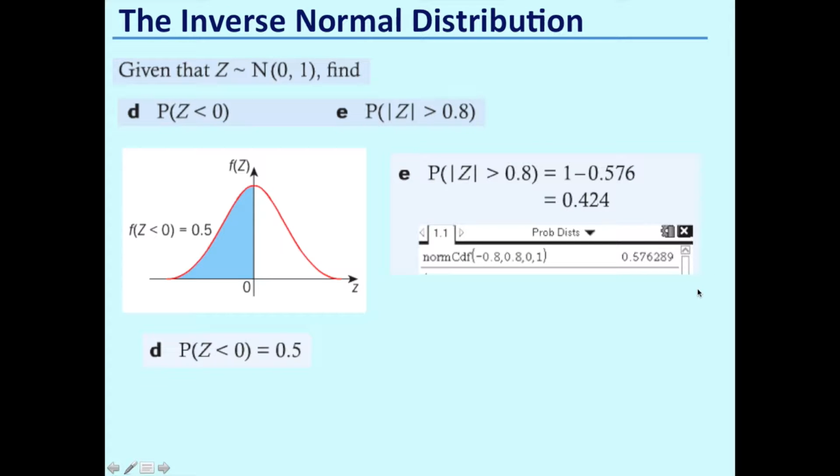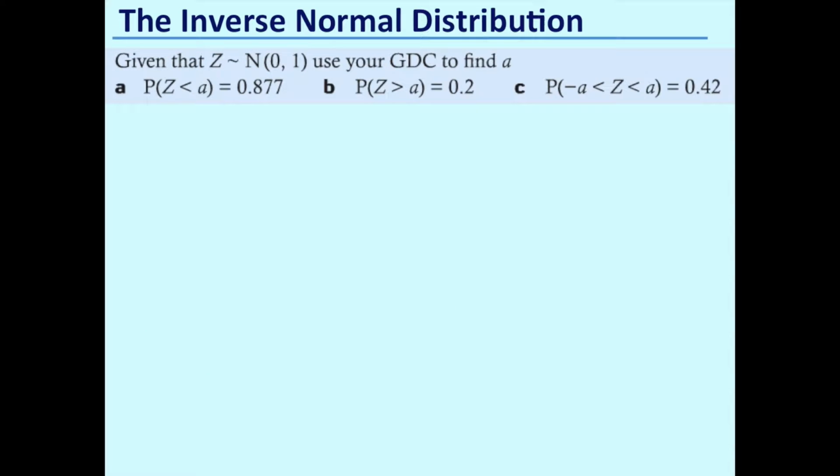The inverse normal distribution essentially is the opposite way around. So this time we can see that we've been given the probability, and we know that the probability that z is less than a particular value is 0.877, and we're being asked to find that value. We saw in the previous video that the probability distribution function is actually very complicated, and therefore we can use our calculator, the normal distribution function, to generate that for us. And it's the same with the inverse normal distribution.